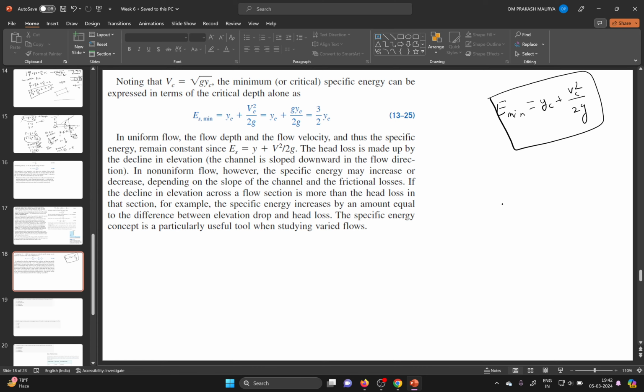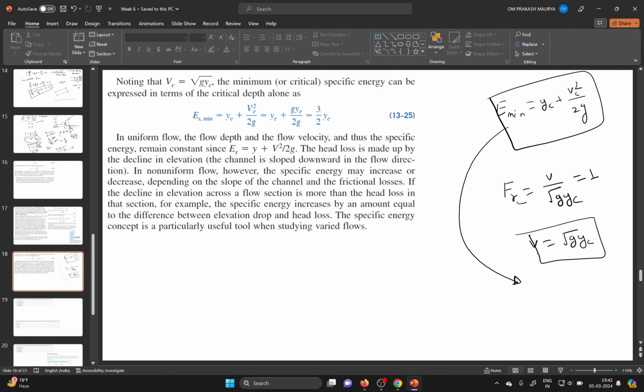And at E minimum, what is your Froude number? Your Fr is equal to V by root gy, and at the critical condition it will be equal to 1. Your velocity is equal to root of g Yc at critical. So your V is equal to this. If you put here your critical velocity, E minimum is Yc plus V square, if you put here g Yc, divided by 2g. So g cancels. So here Yc plus Yc by 2. So how much will you get? 3 by 2 Yc is E minimum.